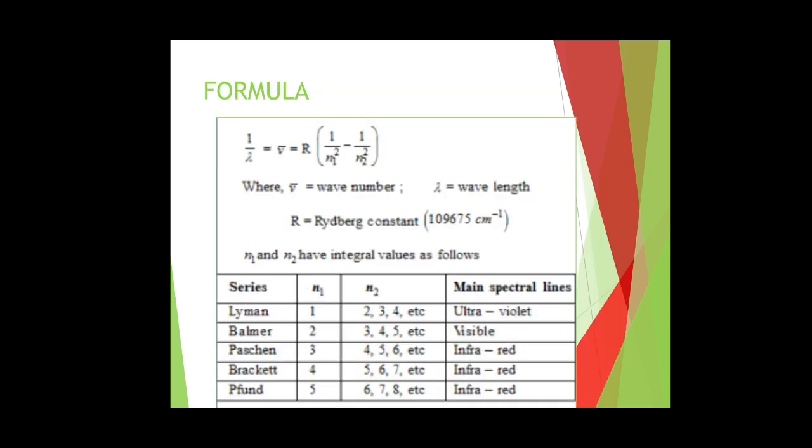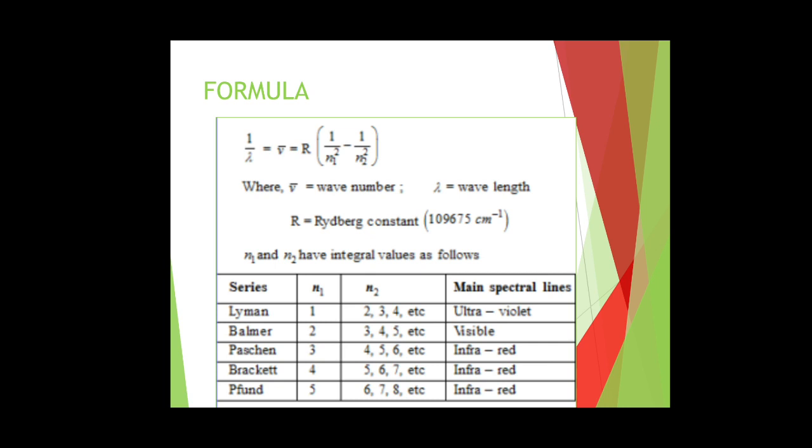Again the formula is given here. You have to remember this formula for solving many numerical questions. 1 upon lambda equal to R times (1 upon n1 square minus 1 upon n2 square), where v is the wave number, lambda is the wavelength, R is the Rydberg constant, and n1 and n2 have integral values as follows. For Lyman series, n1 equal to 1, n2 equal to 2, 3, 4, etc. and their main spectral lines fall in the ultraviolet region.